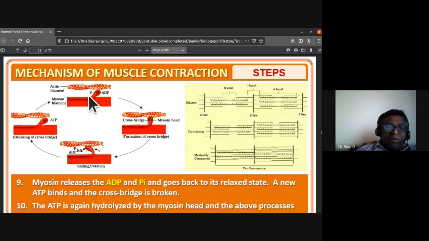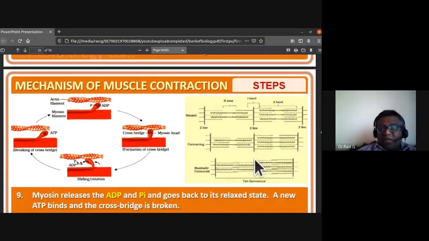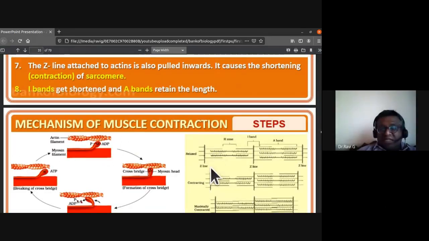So the actin myofilament will have the active site on which the head region, the heavy meromyosin, is going to bind. So once the myosin head binds with this actin filament, they are going to form a cross bridge. The cross bridge is going to slide or rotate. Okay, and after the sliding or rotation that is happening because of the contraction of the muscles, the I bands get shortened, and you can notice that the I bands get shortened while the Z band, A band retains the length.